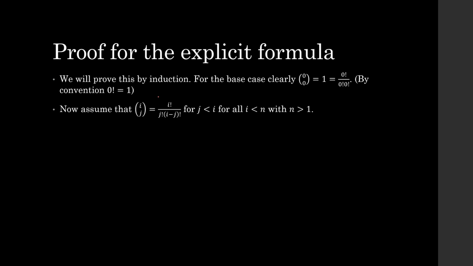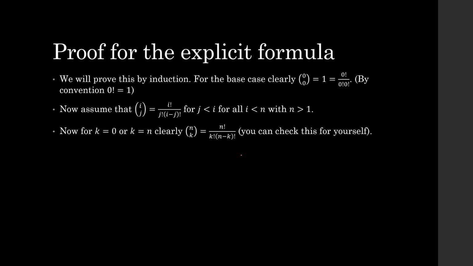So now let's assume that i choose j equals i factorial over j factorial times i minus j factorial for j smaller than i. And so, that's our inductive hypothesis. And this is for all the i smaller than n, if n is bigger than 1, or some n, right? So I take some integer, some big integer n, maybe, big or small, and I say that for all the i that are smaller than n, then this is true. And I say for j smaller than i, because when j is bigger than i, we're just going to have this being equal to 0 anyways, so we don't really care.